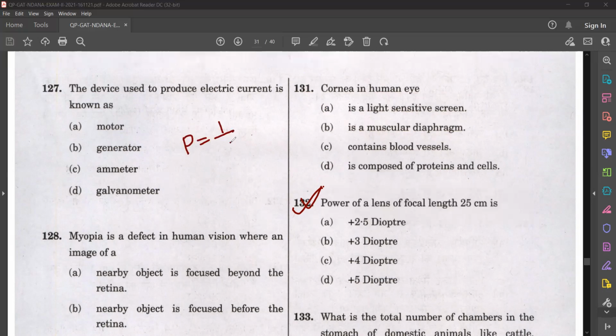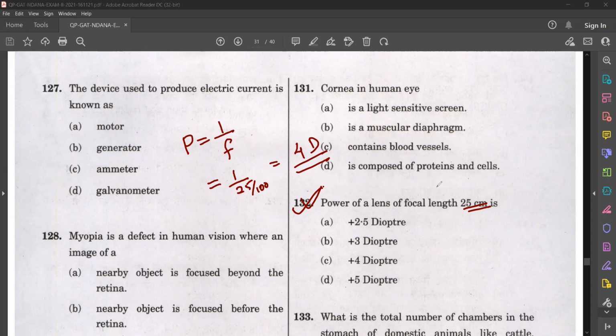Power is equal to 1 by focal length, 1 by F. What is the focal length here? It is 25 centimeters. Whenever they are giving in centimeters, you have to convert that into meters for finding the power. So here 25 centimeter is 25 by 100 meters. So power is equal to 4 diopter. The answer is power is equal to 4 diopter.